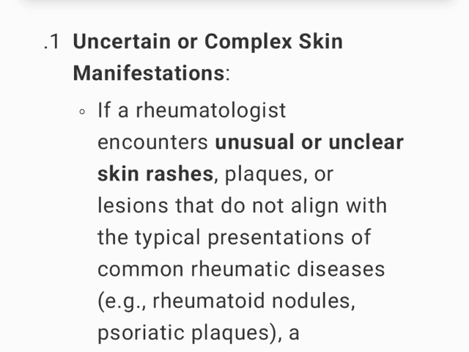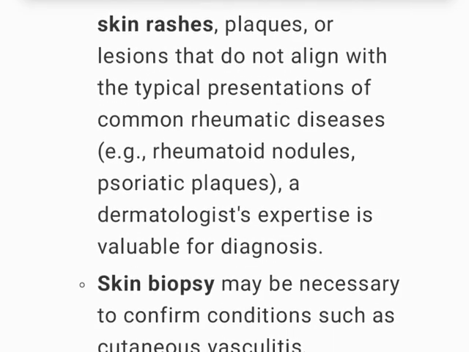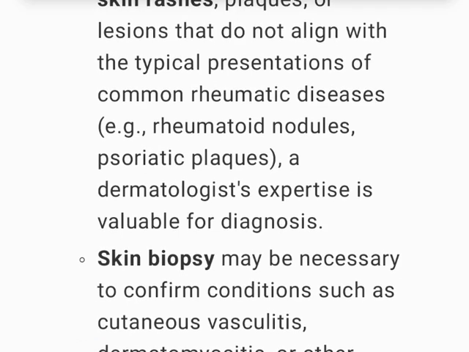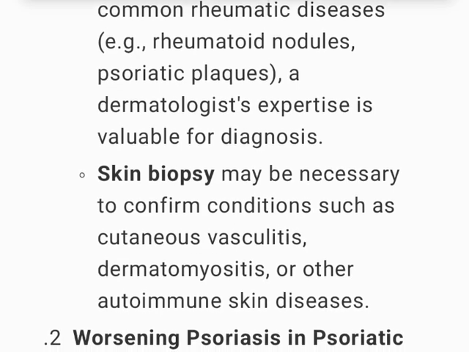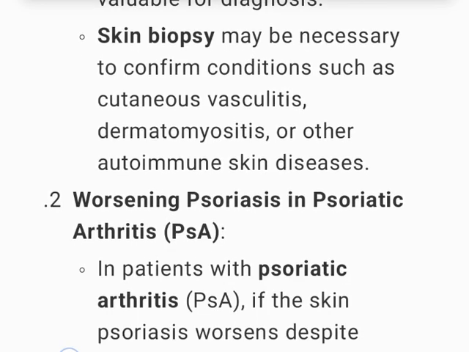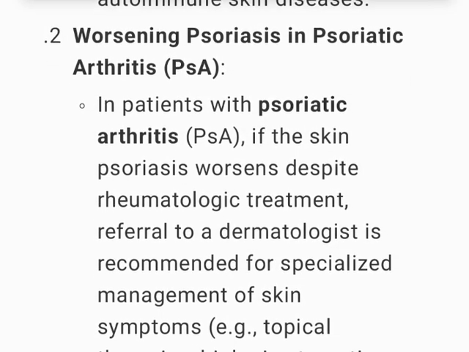1. Uncertain or complex skin manifestations. If a rheumatologist encounters unusual or unclear skin rashes, plaques, or lesions that do not align with the typical presentations of common rheumatic diseases, e.g., rheumatoid nodules, psoriatic plaques, a dermatologist's expertise is valuable for diagnosis. Skin biopsy may be necessary to confirm conditions such as cutaneous vasculitis, dermatomyositis, or other autoimmune skin diseases.